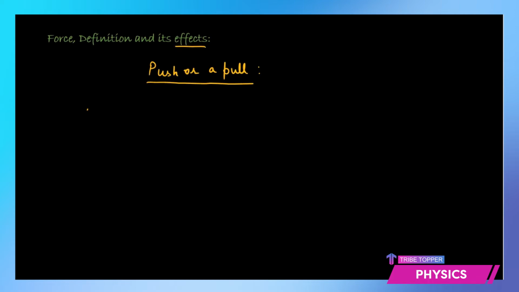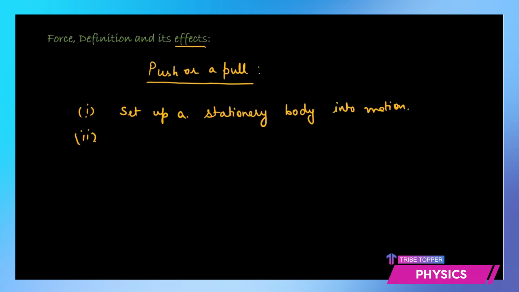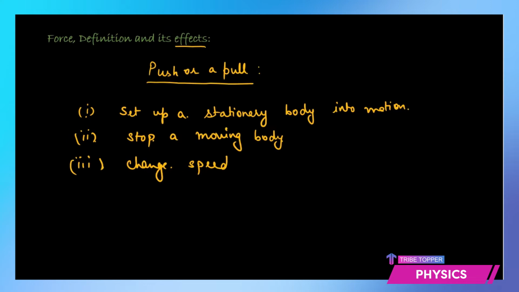So we can say a push or a pull can set a stationary body into motion, or it can stop a moving body, and of course it can change the speed of a body. It can either increase the speed of a body if it is applied in the direction of motion, and it can decrease the speed of a body if it is applied in a direction opposite to that of the body. So a push or a pull can stop a moving body, start a body at rest into motion, and change the speed of a moving body.